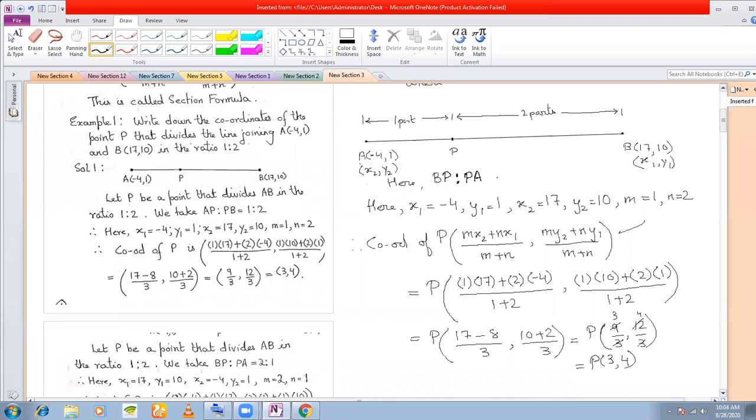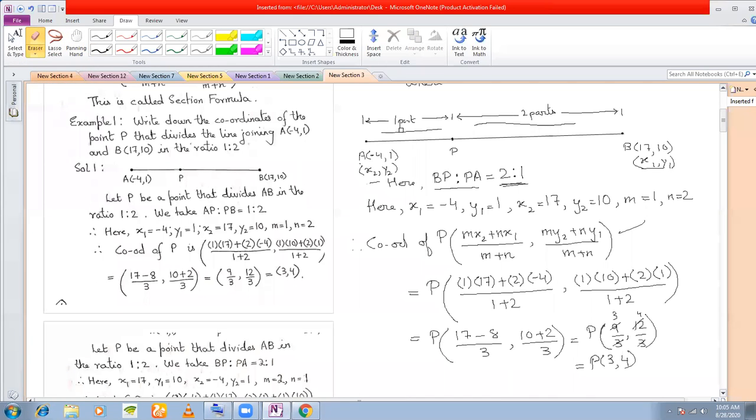So BP is to PA is 2 is to 1, right or wrong? Since we started from B, we took B as our x1, y1 and A as our x2, y2. Now see, this BP contains two parts and this PA contains one part. So now, since we started from B, we are taking this ratio, BP is to PA is equal to 2 is to 1. That is why I'm telling you the direction is very important. Wherever you want to start, you have to take your ratio accordingly. Since we are starting from B, that is why we are taking our ratio as 2 is to 1. Okay, I hope this is clear.